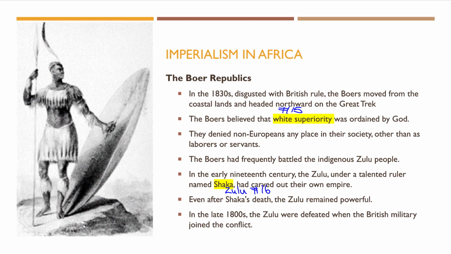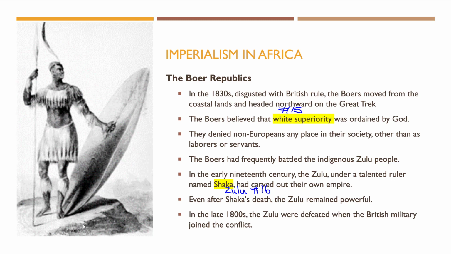And they felt that any non-Europeans, in this case Africans, that were in their society, they should be laborers and servants and not have any status or high status in their society. Okay, but one group that the Boers had constant battles with was the indigenous, meaning the original inhabitants, the Zulu tribe, the Zulu people.